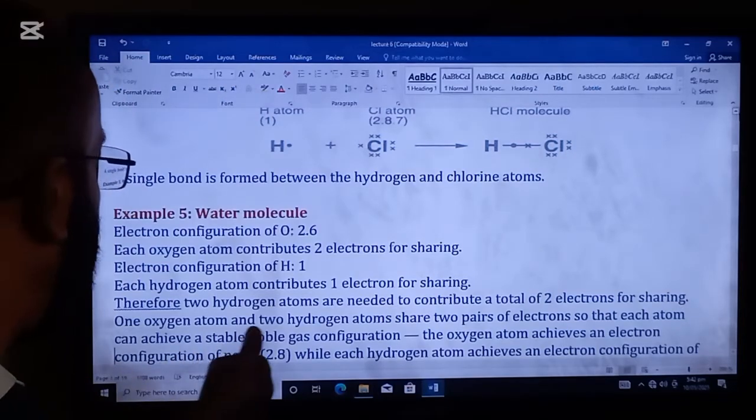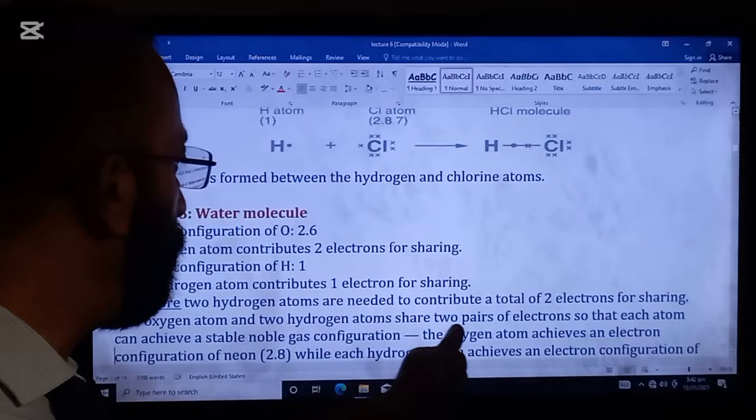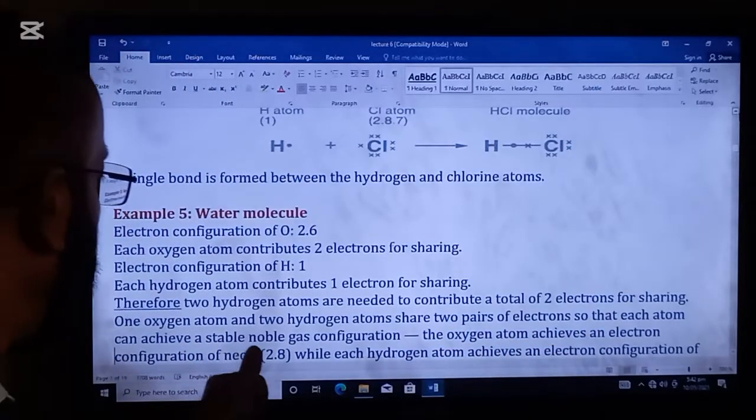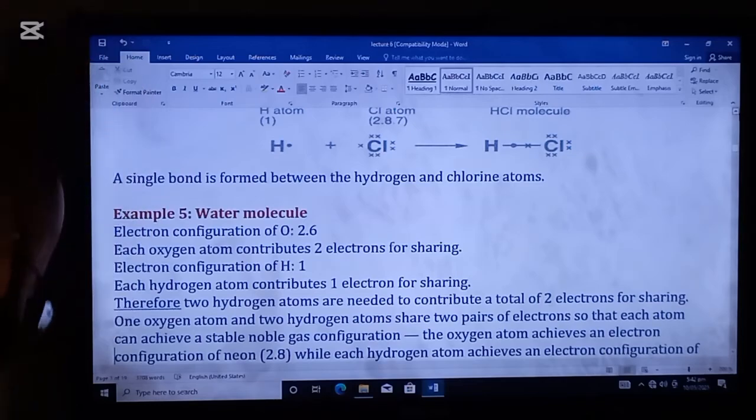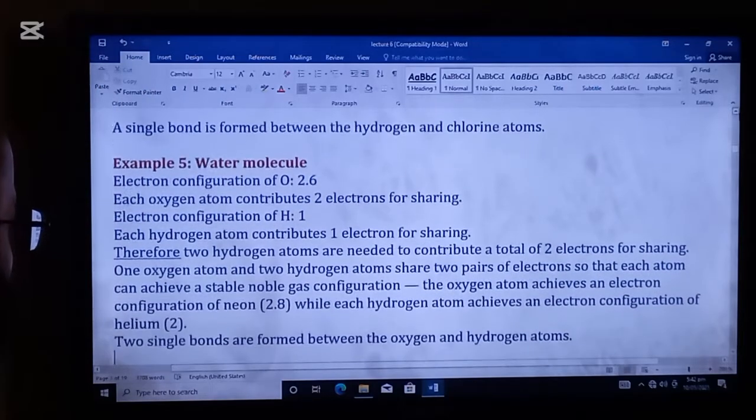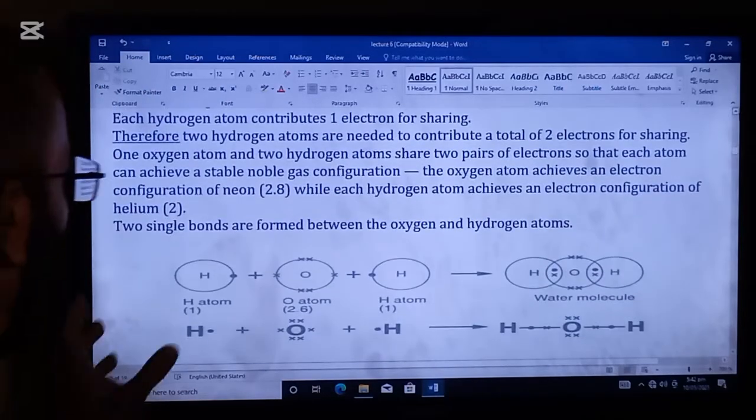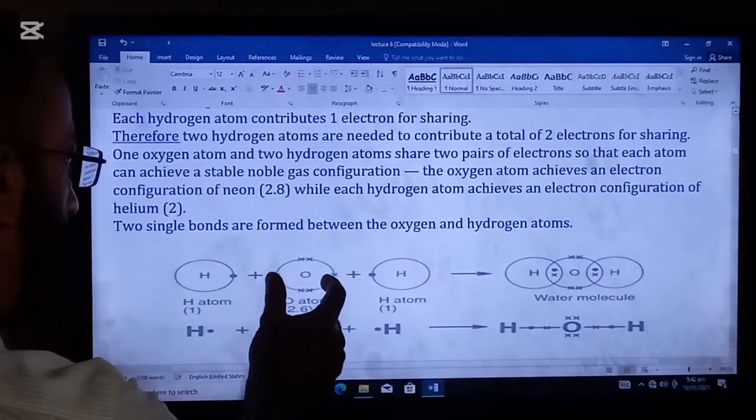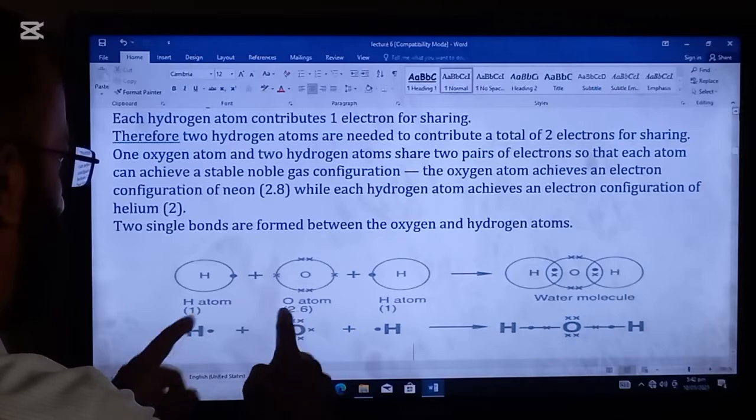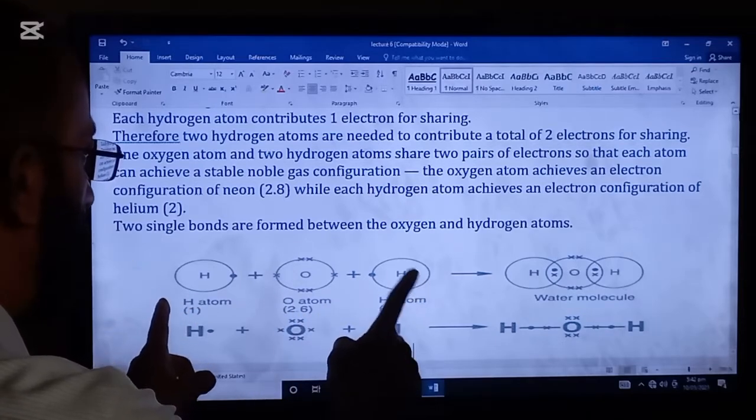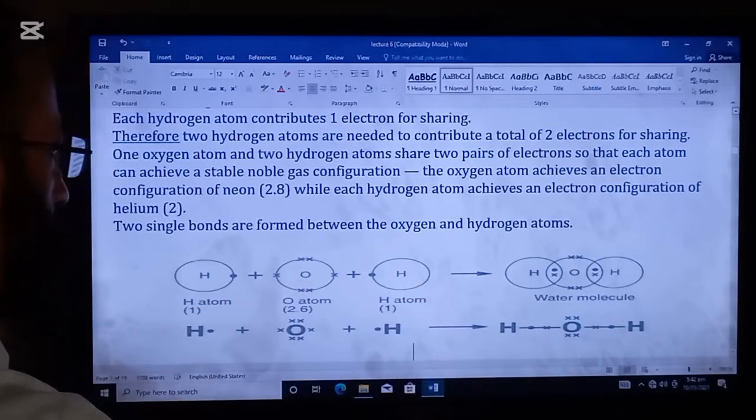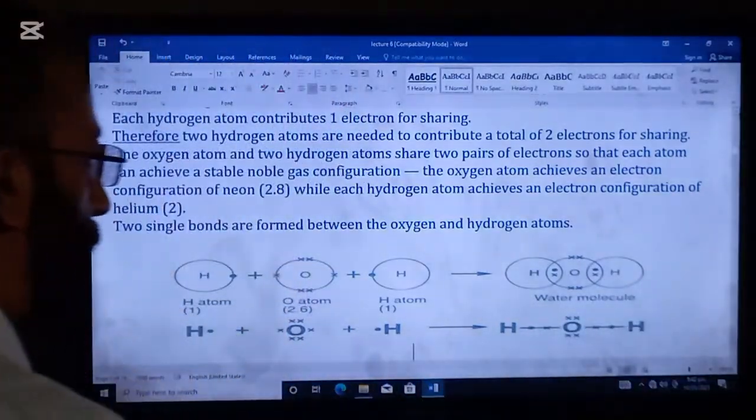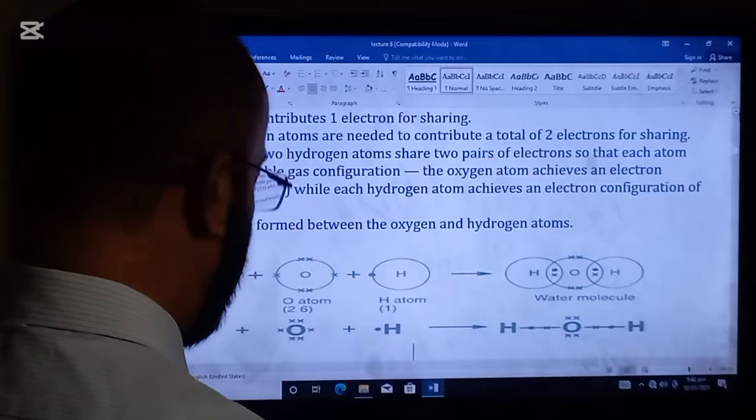1 oxygen atom and 2 hydrogen atoms share 2 pairs of electrons so that each atom can achieve a stable noble gas configuration. And here is the diagram representation. Oxygen is going to share 2 electrons and each of the hydrogen atoms is going to share 1 electron. So here is the compound, that is the water molecule.